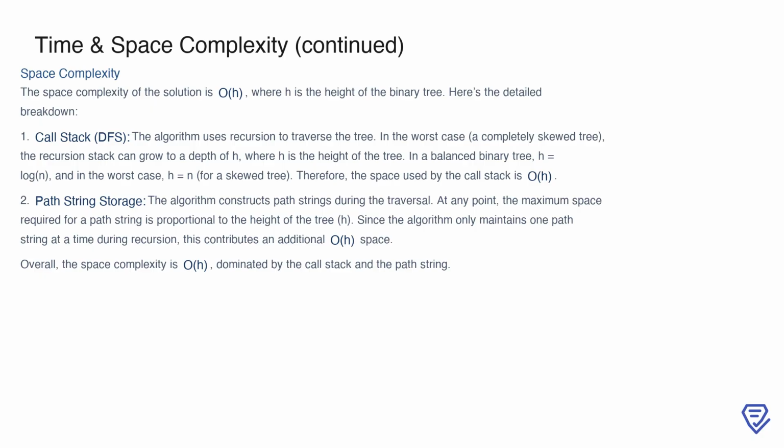The second contributor is the storage for path strings constructed during the traversal. At any point, the memory required for a path string is proportional to the height of the tree, h. Since we only maintain one path string at a time in memory, this also adds O(h) to the space usage. Therefore, the total space complexity is determined by these two factors, resulting in O(h).